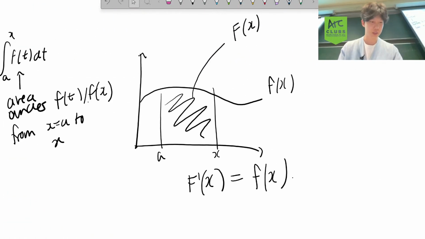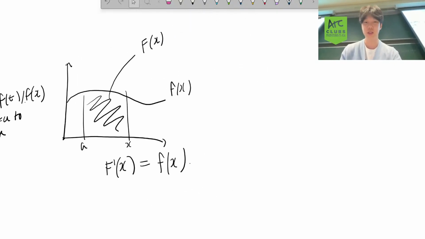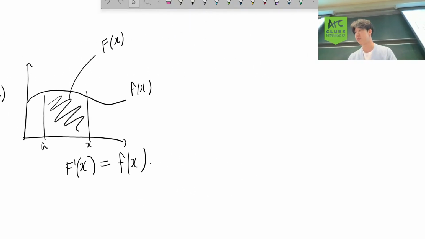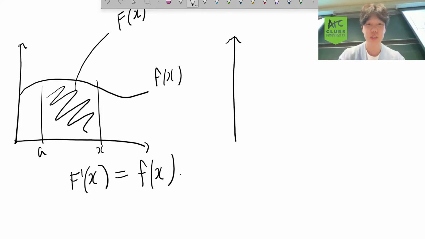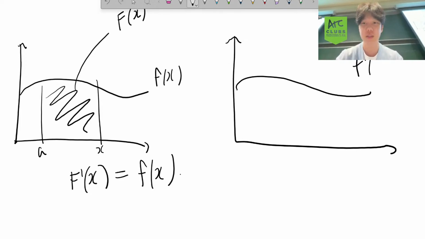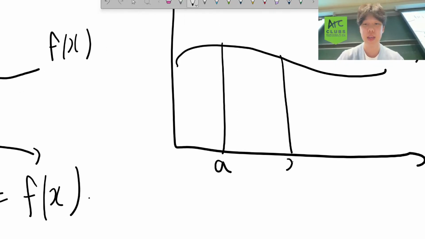Now, if you guys want a quick run-through on how this works, imagine, let's just draw the same function, f(x). That's the same point a, and we have x.